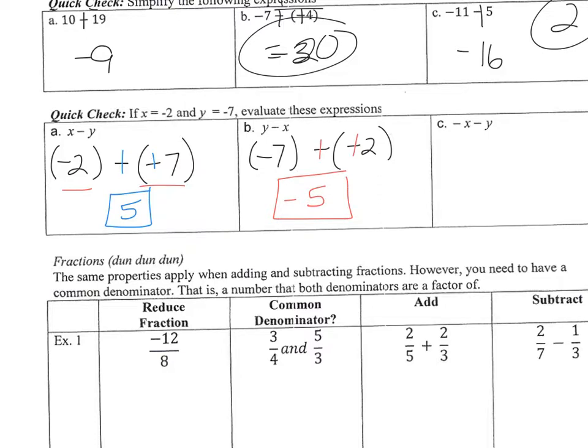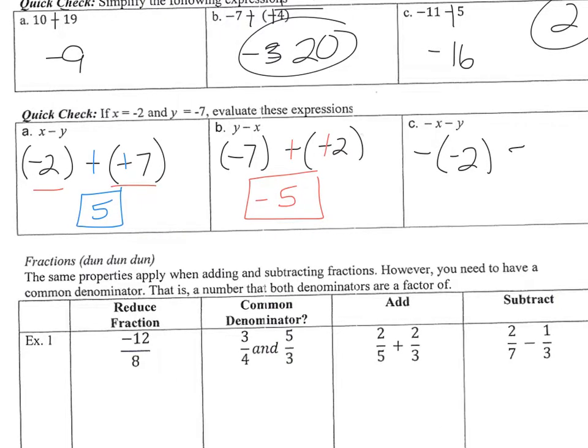And then the opposite of x, which is negative 2, minus y, which is negative 7. And again, you have a double negative, so add the opposite. So 2 plus 7 is 9. So just make sure when you're plugging in negatives, you put them in parentheses.